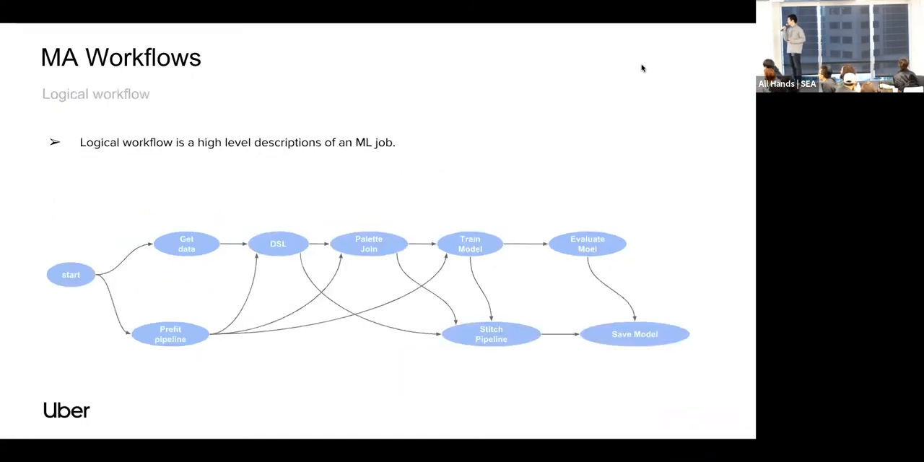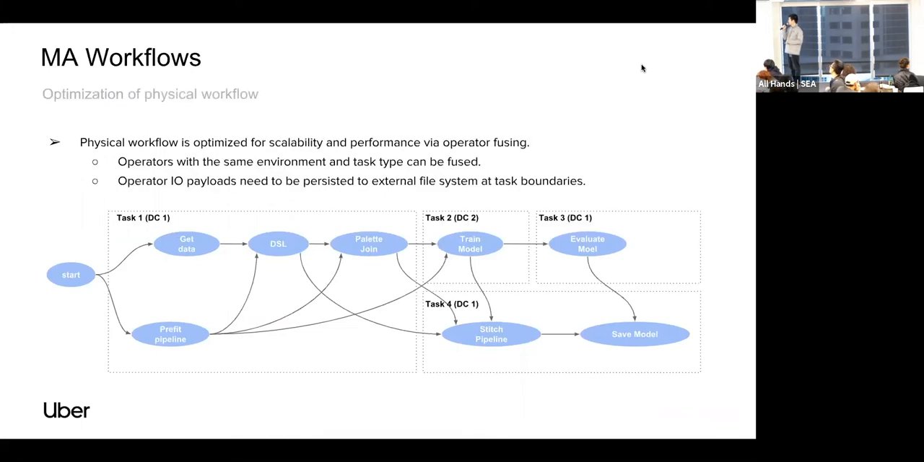Okay, any questions? Okay, so logical workflow. A logical workflow is just a DAG of operators stitched together with variables, with relationships determined by inputs and outputs. Again, this is the example of a single model training workflow. What's cool about it is that we can do optimizations based on logical workflows, basically by fusing a subset of operators into physical tasks.